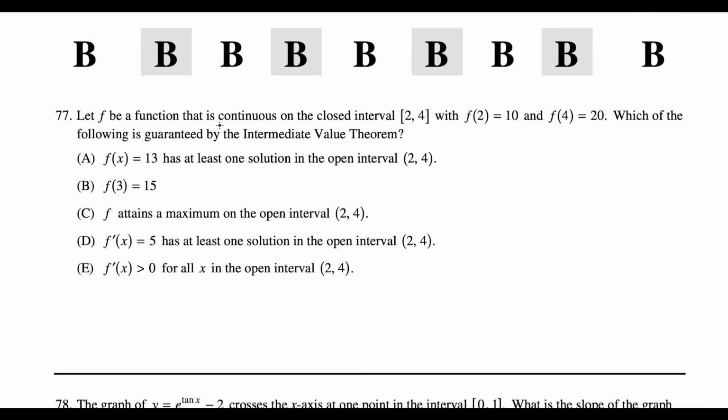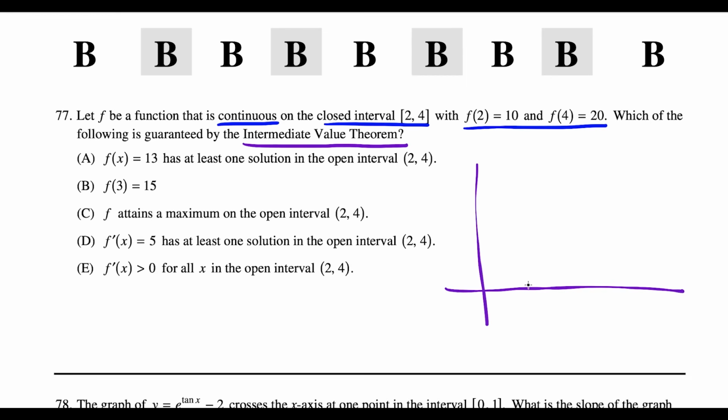Question 77, we have a continuous function on the closed interval from 2 to 4, and we're given these two function values. And we want to know what's guaranteed by the intermediate value theorem. So the way this theorem works is that when they tell you you have a continuous function, I'm going to plot these points. So we have f of 2 is equal to 10, and let's say that's over here. We're not going to necessarily draw this to scale. And then f of 4 is equal to 20, so that would be up here.